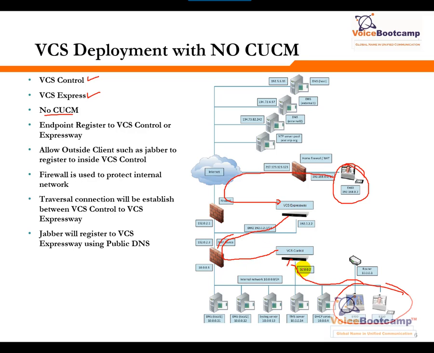The traversal connection will be established from the VCS control to the VCS expressway edge. Java will be registered to the VCS expressway using the public DNS. Now for that, a lot of DNS configuration needs to be done, as well as certificates needing to be configured properly.